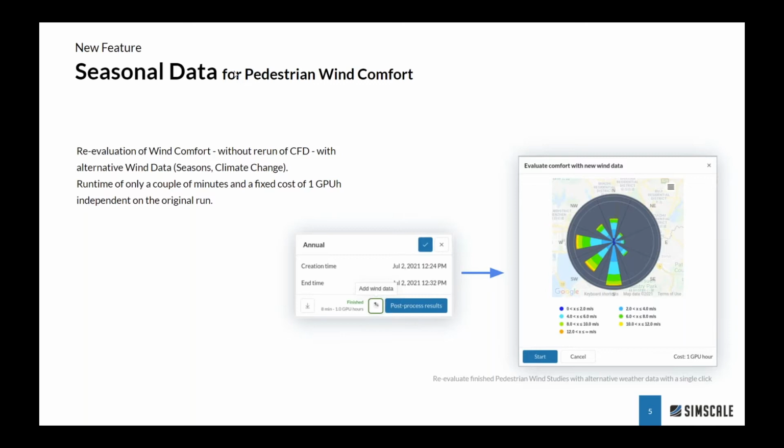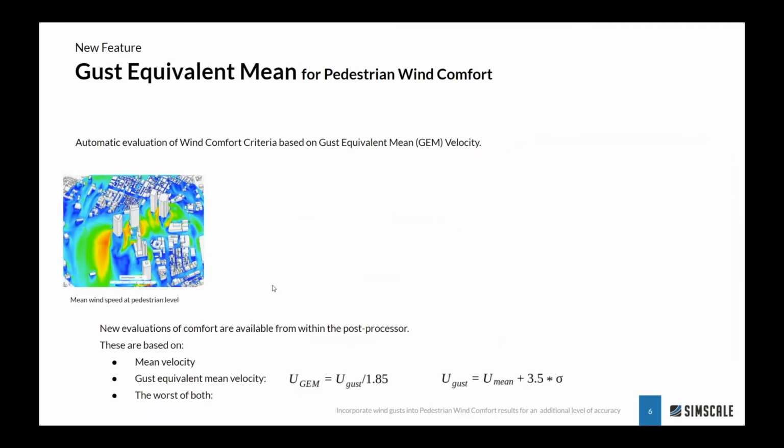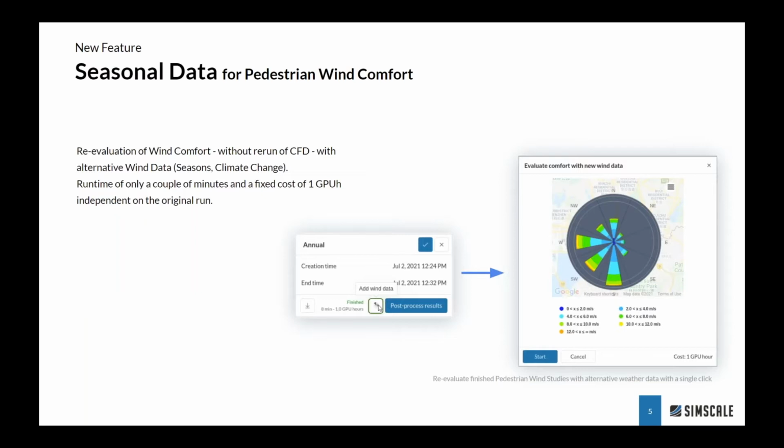Now finally we are able to provide this feature to our customers. So whenever you have finished a normal pedestrian wind comfort study, you will see at the run panel a new small button next to the post-process results, where you can click on it, and then basically the only thing you have to do is upload the new wind statistics that you wanna apply, and click start.